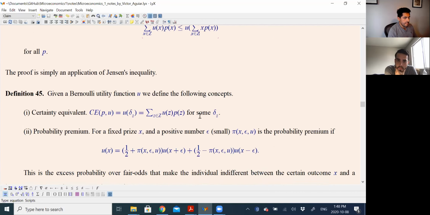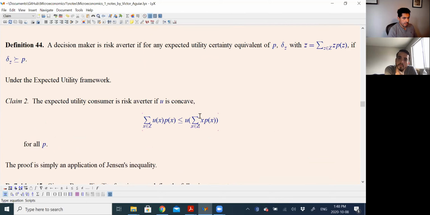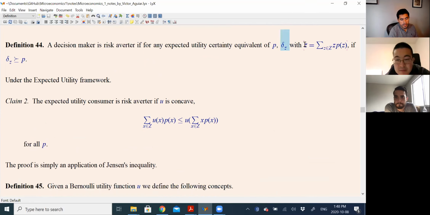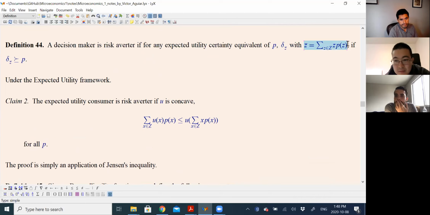Sorry, so the delta Z is just a type of lottery. It's another kind of lottery. Is that correct? Delta Z, by definition, is a lottery that gives you with probability 1 the expected value. Okay. The general lottery.